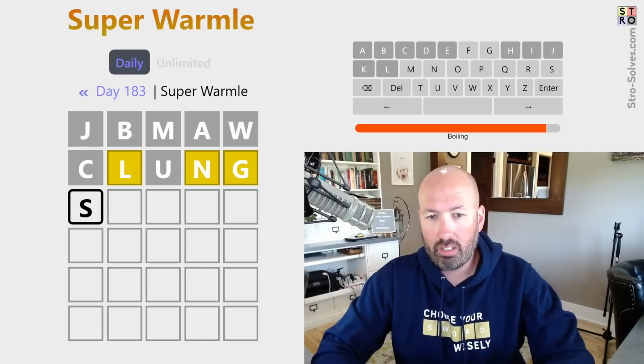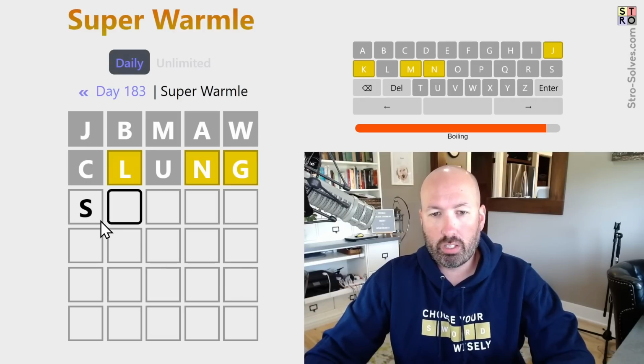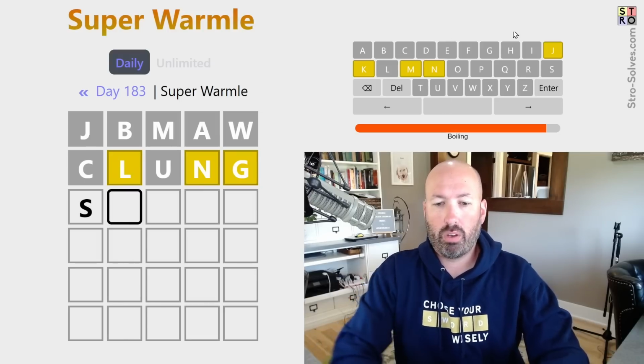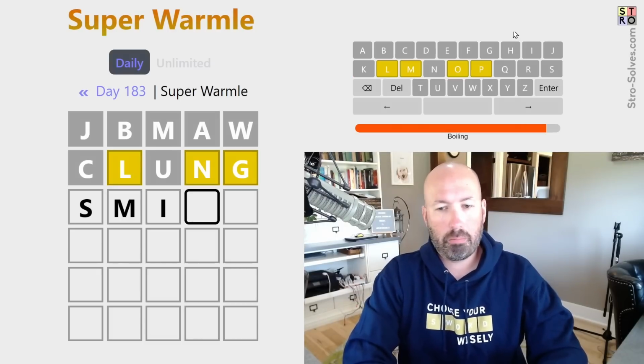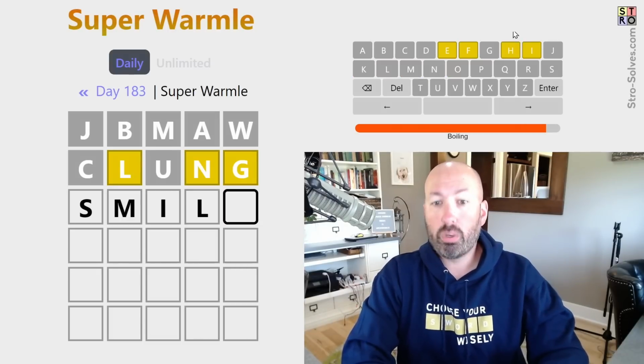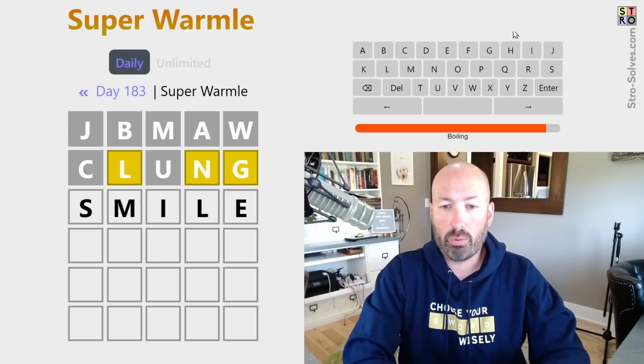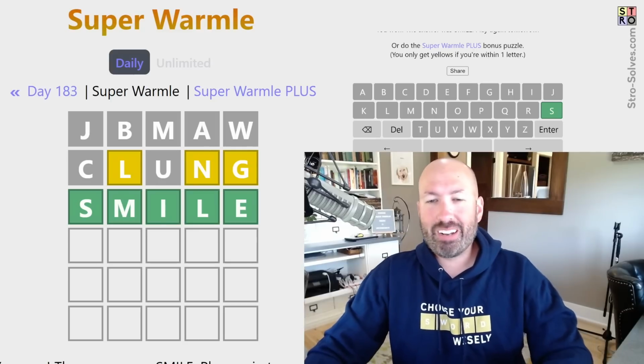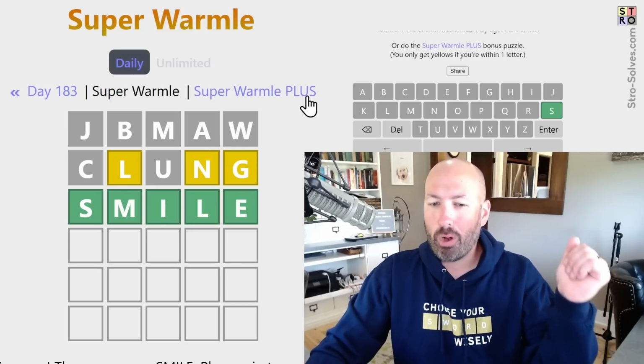An S would check for the possibility of U, because it would have to be yellow if it was a U. So I feel like S is really good there. If it's yellow, it's probably a U. If it's gray, then it's probably an O. And then S, M, I, we can't do, oh, we can do smile. Yeah, smile works. Let's try smile. Hey, it was smile. All right, there we go. Much better than the Warmel. All right, we're gonna move on to Super Warmel Plus.